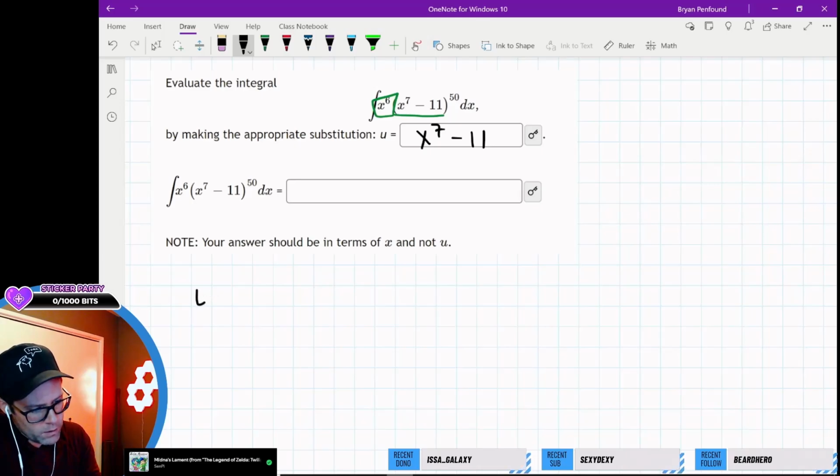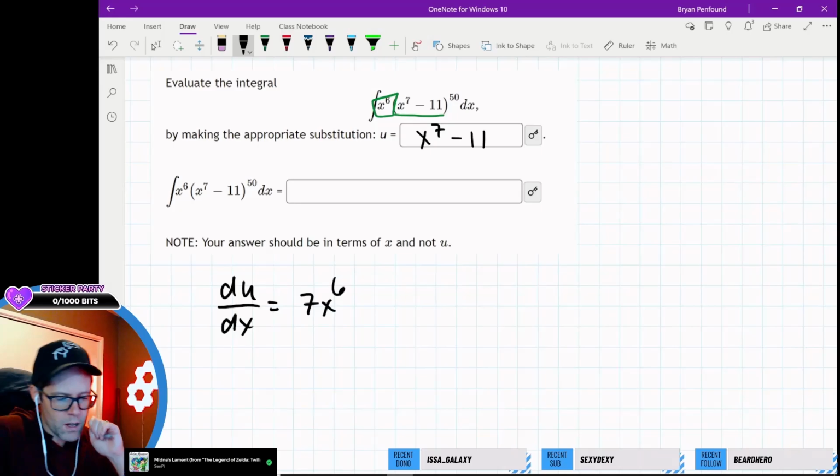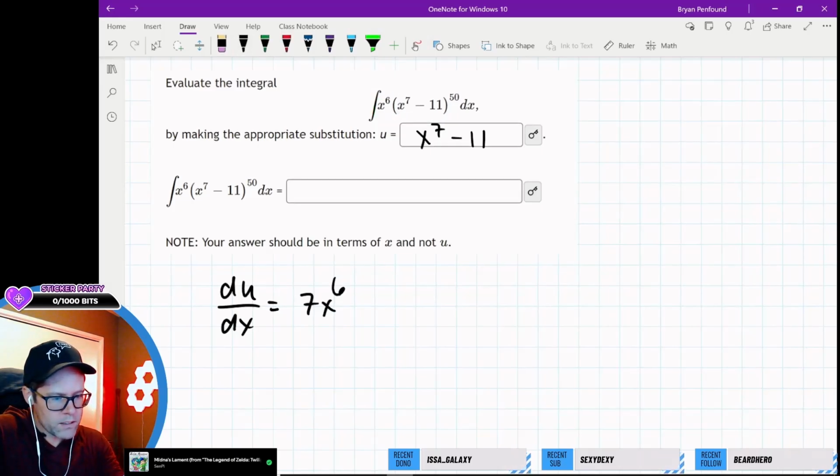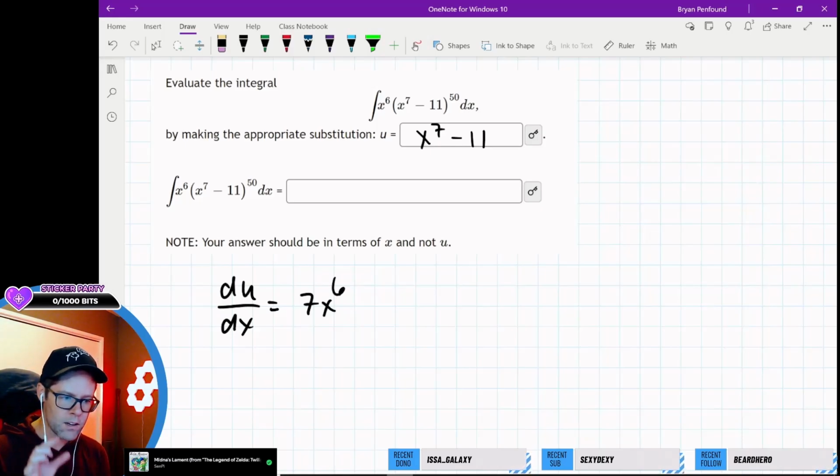And we're going to go ahead and find the derivative of u with respect to the variable x. That should be 7x to the power of 6. And what we would like to do is shimmy some stuff around so that we can effectively remove some of the factors that we're seeing in the integrand. Now, I'm going to consider x to the 6 as a factor. I'm going to consider x to the 7 minus 11 to the power of 50 as a factor. And I'm also going to consider that dx, that differential, as a factor as well.